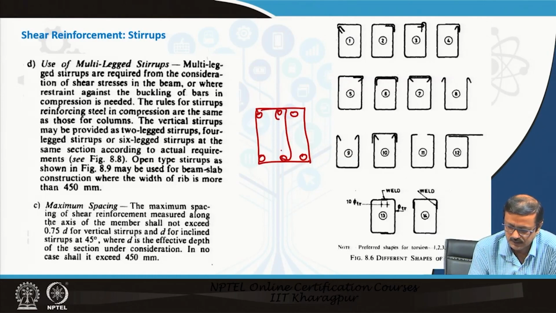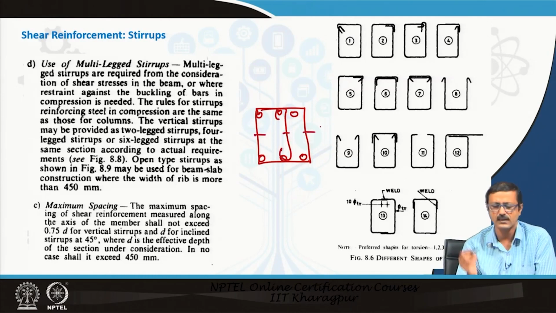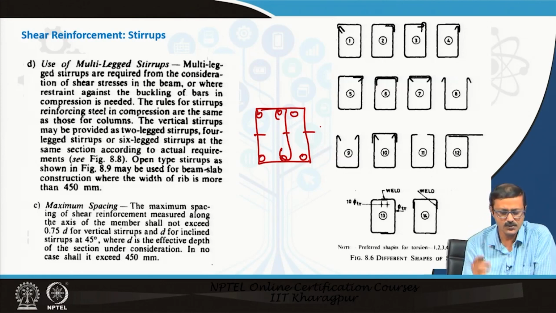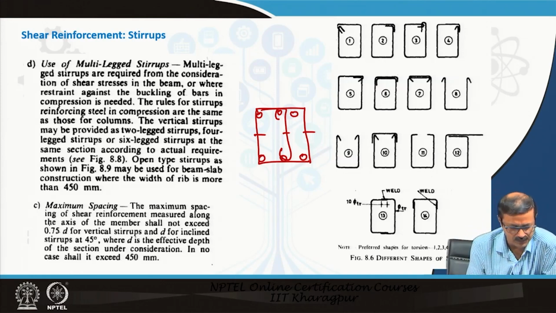So, this is a multi leg stirrup, there are 1, 2, 3 leg stirrups, like that we can arrange multi leg stirrups also. And here they have given a maximum spacing of the stirrup, which shall not exceed 0.75 d. Small d is nothing but the effective depth for the vertical stirrup.